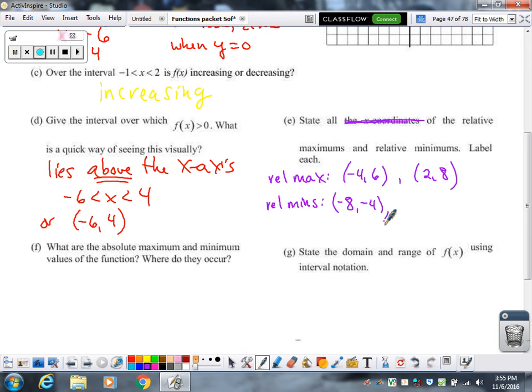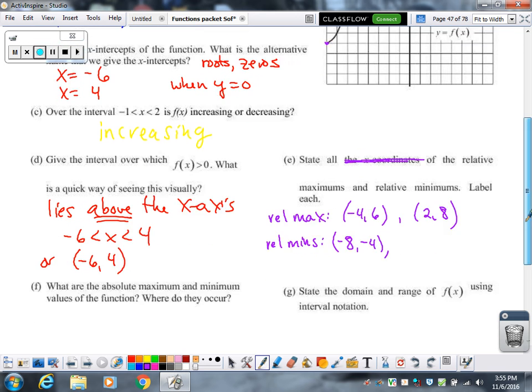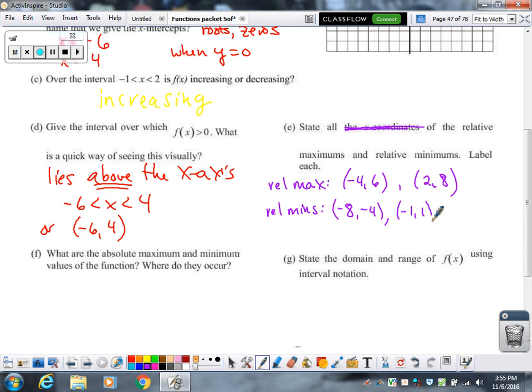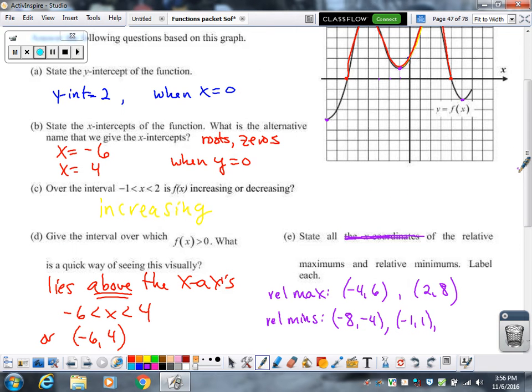And the one in the middle, count the boxes, -1, 1. And the last one on the right-hand side, that minimum, 1, 2, 3, 4, 5, 6, 1. Oh no, sorry, 6, 2. 6, comma 2.